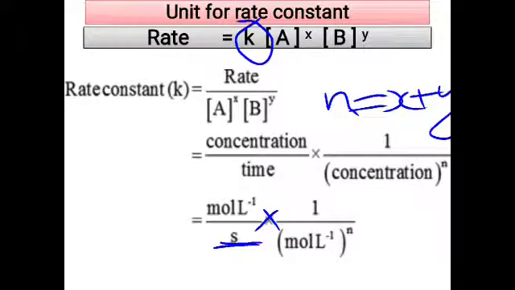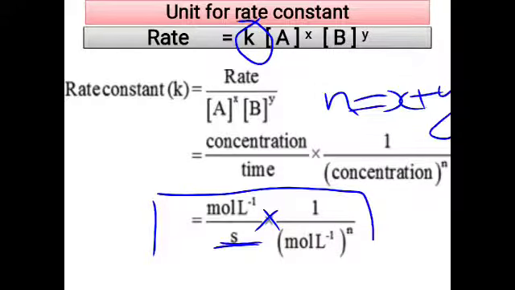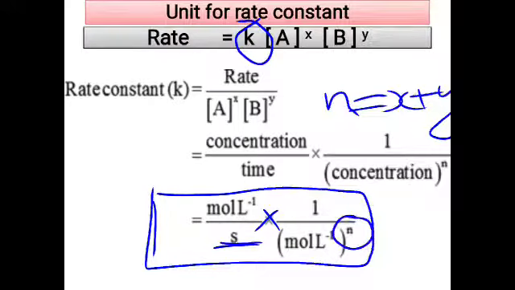So this will be the common expression we are going to use to find out the unit for the rate constant. Now we are going to find out what the rate constant unit would be for different reactions, like for zero order, first order and second order. So remember students, this n value will be different for the different reactions. Like we have zero, first and then second order reactions. So depending on the overall order of the reaction, you need to substitute the n value. We shall now find out this unit for the different reactions.